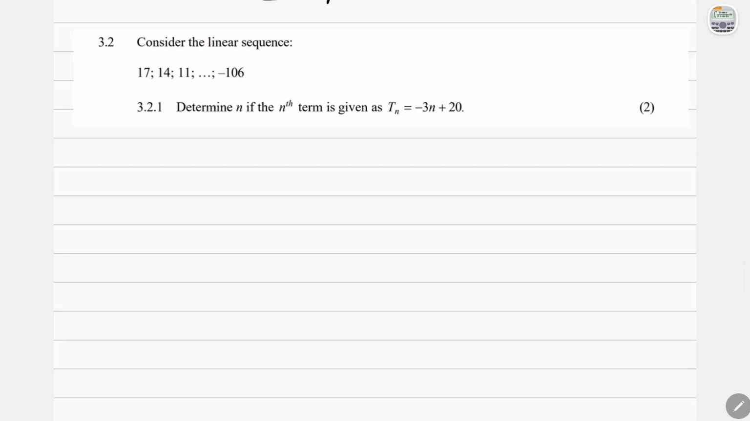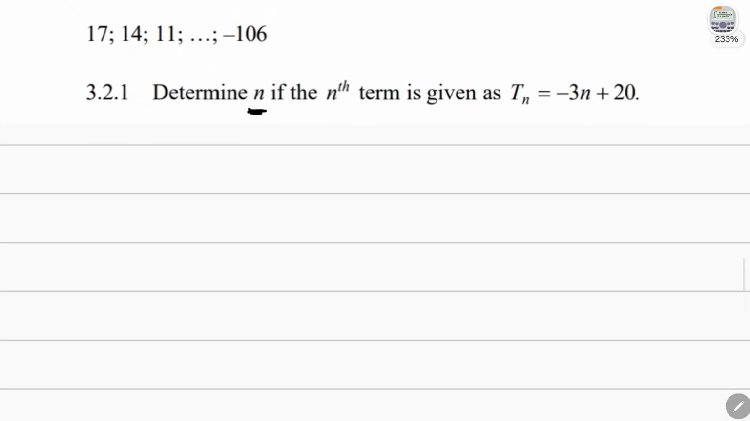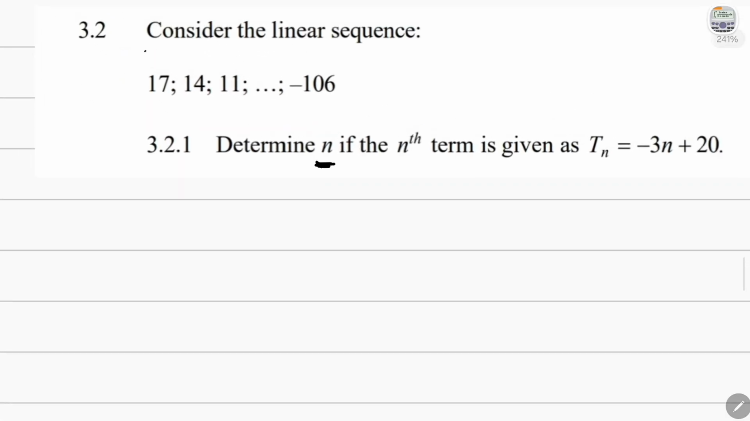Question 3.2 says, consider the linear sequence, and they give us this sequence. Determine n if the nth term is given as this. Okay, so initially it sounds like they're asking for the nth term, but clearly they're not, because they're saying if the nth term is given as this. So they've already given us the nth term, and we need to find the value of n. Remember that n stands for the term number. So for example, this is term 1, this is term 2, this is term 3.